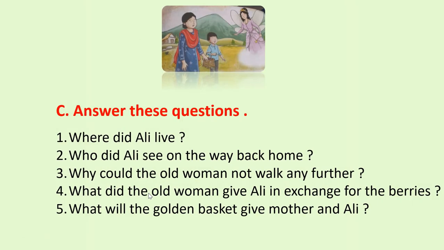Now, C part. Answer these questions. Where did Ali live? Who did Ali see on the way back home? Why could the old woman not walk any further? What did the old woman give Ali in exchange for the berries? What will the golden basket give mother and Ali?